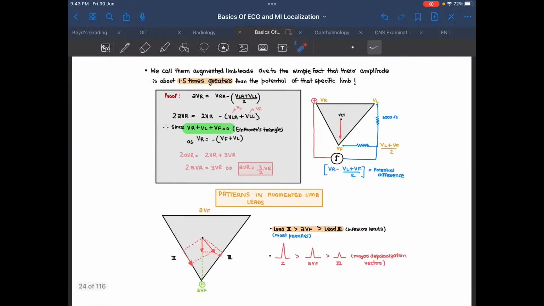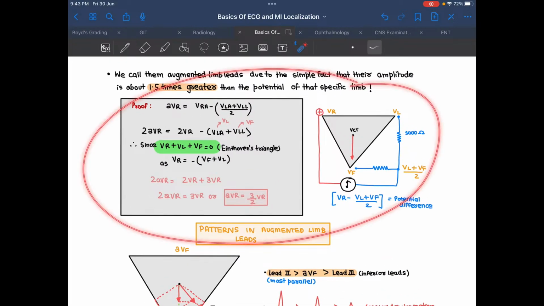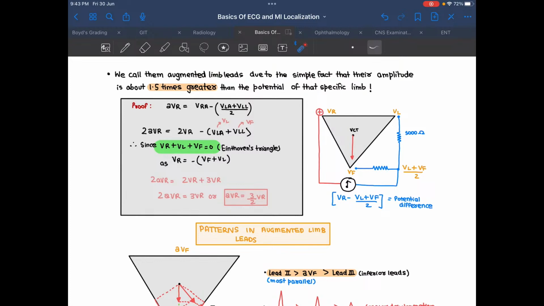Okay, so why do we call them augmented? Just see the derivation behind it. Due to shortage of time, we won't be able to discuss it. But just remember, it all checks out how much the potential is augmented as you compare to the AVR. If I say AVR on one hand and I have the voltage in the right arm on the other hand, how much is it augmented? I want you to remember, guys, AVR is equal to 1.5 times the voltage that is recorded in the right arm. So it's a 1.5 times multiplication. It's 1.5 times greater than the potential of that specific lead, and that is the reason why I'm going to call them augmented limb leads.